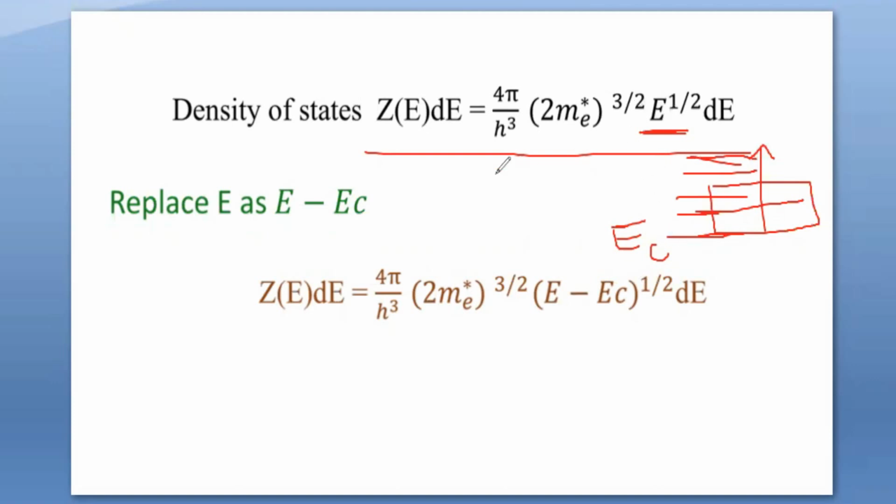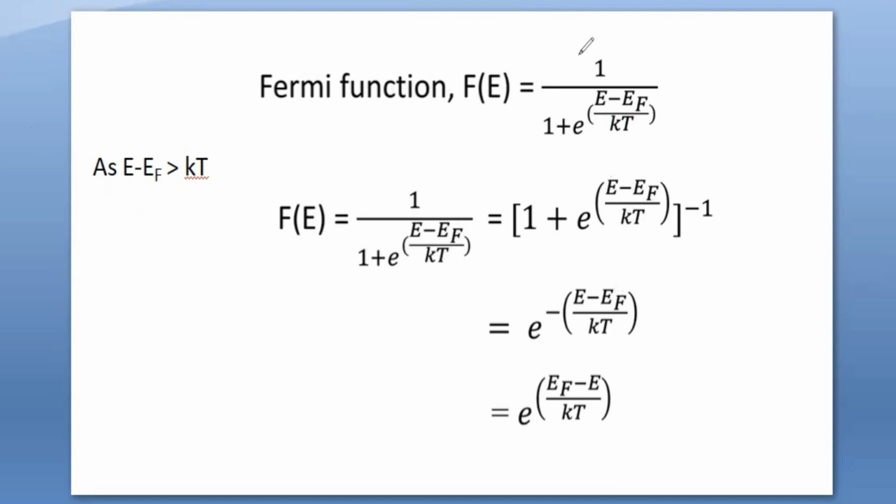So this energy E is replaced with E minus EC. So Z of E dE is equal to 4 pi by h cube, 2 me star to the power 3 by 2, E minus EC to the power 1 by 2 dE. Coming to the Fermi function, F of E is equal to 1 by 1 plus e to the power of E minus EF by kT. In this, the Fermi energy EF lies between the valence band energy and the conduction band energy. As the energy levels we are considering are in the conduction band, they are always greater than the Fermi energy. So E minus EF is always greater than kT.